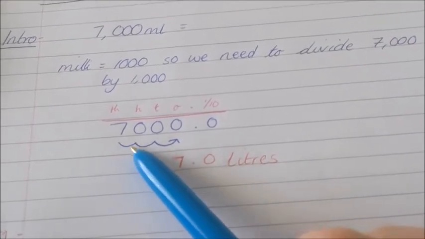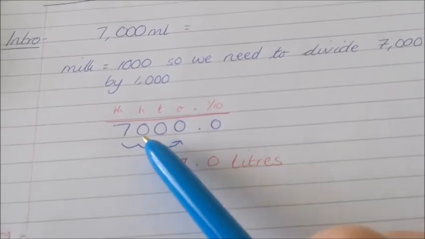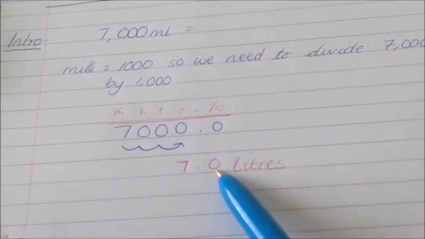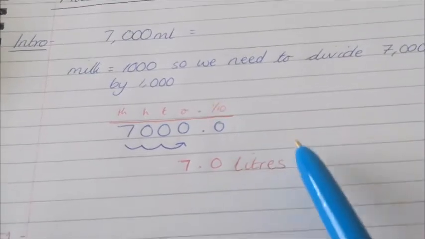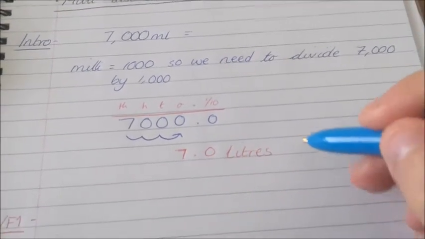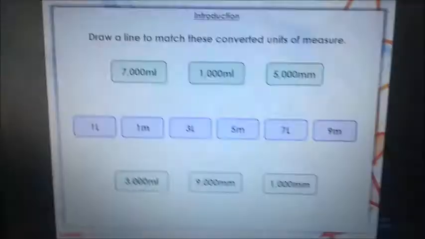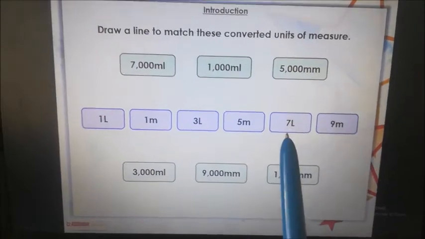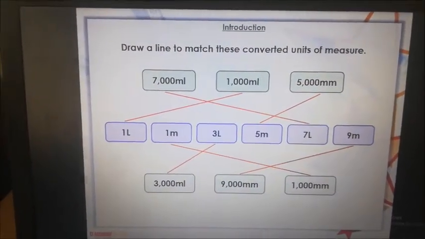So our 7,000 will then move down into 7 ones. And because we have zeros after it, we know that they're just going to be zeros. We can shuffle them along if we wanted to, but we know they're going to be zeros. So we've got 7.0 litres, which is also known as simply 7 litres. If we go back up here, we know that 7,000 millilitres would link up to 7 litres. Okay, so work your way through these here.